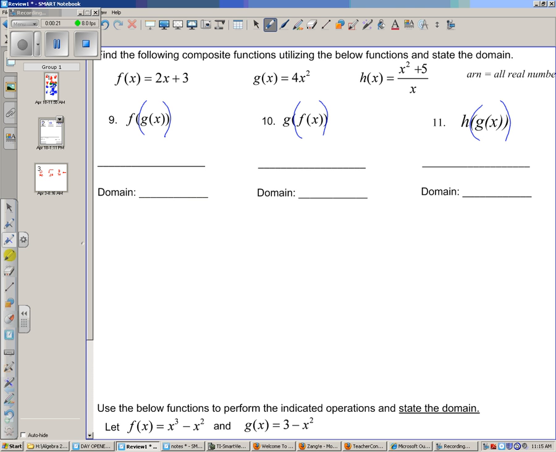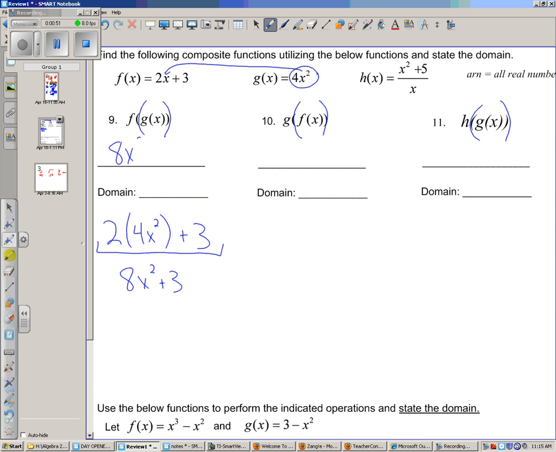So on number 9, G is supposed to go into F. So that means all of this is going to go into this x. So I'll still have the 2 and the 3 there, but instead of 2 times x, it'll be 2 times 4x squared plus 3. And now when I look at this, I want to see how can I clean this up? Well, I have these parentheses there because of the 2, and the 2 wants to multiply. So I'm just going to take the 2 times the 4, and then this is cleaned up. So this is my new function, 8x squared plus 3.